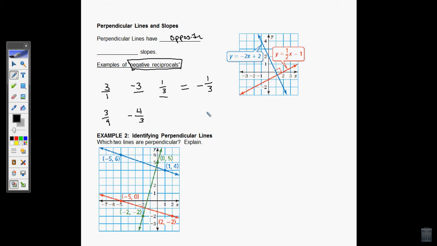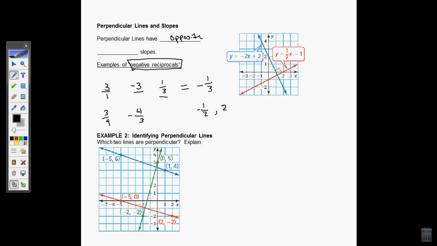What about something that starts negative, like negative 1/2? What's the negative reciprocal of negative 1/2? Well, the reciprocal is 2. The negative reciprocal will be negative negative 2, which is just positive 2.